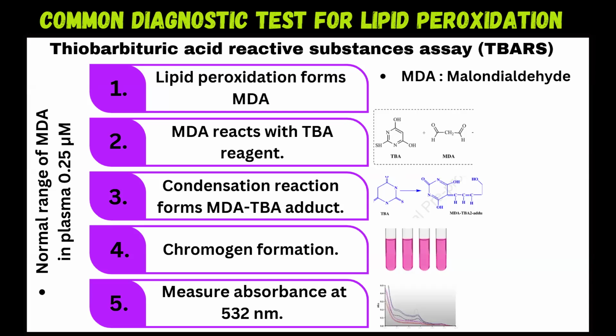There are some common diagnostic tests for lipid peroxidation. The common test is the thiobarbituric acid reactive substances assay, called TBARS. In this, lipid peroxidation forms MDA, malondialdehyde, as a byproduct. The TBA reagent, or thiobarbituric acid reagent, reacts with the MDA in a condensation reaction and forms the MDA-TBA adduct, which forms a pink colored chromogen, which may be the sign of LPO. The absorbance is measured at 532 nanometers, and the normal range of MDA in plasma is 0.25 micromolar.